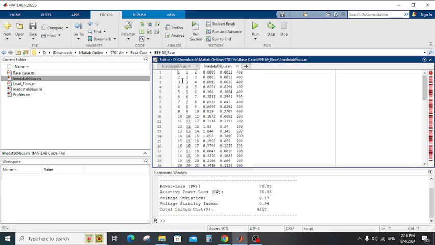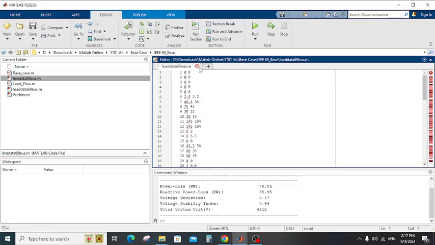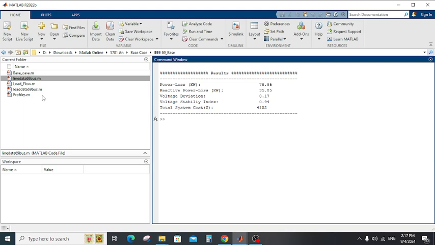The first column is the line number, the second is the sending bus, and the third one is the receiving bus. After that we have the resistance of each line and the reactance of each line, as you see here, and this is the rated power for the lines. After that, the file with the specification of the IEEE 69 bus network.